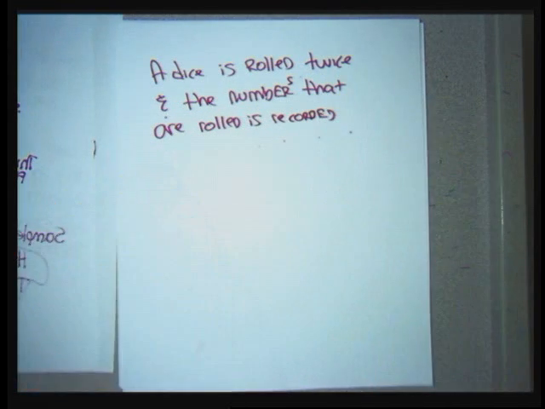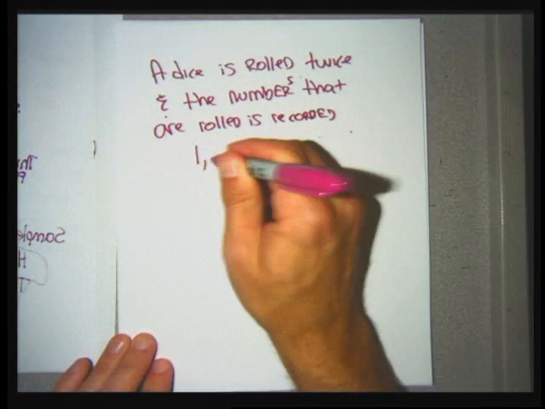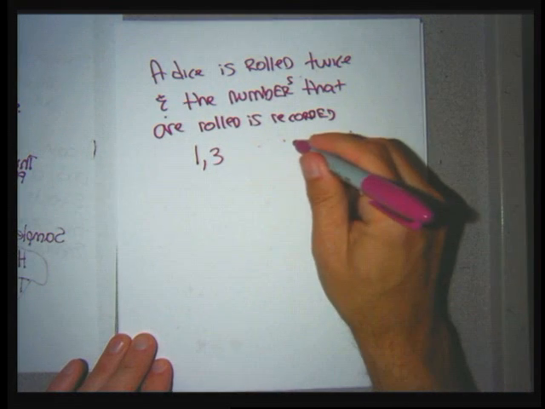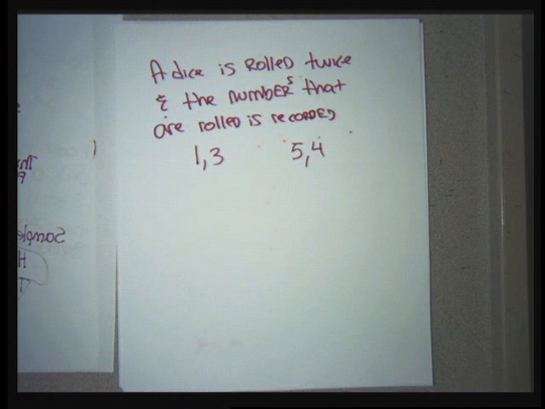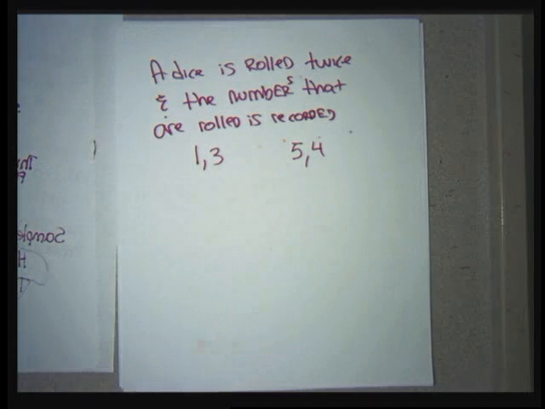So things like this will be part of my sample space. I could roll a 1 on the first roll and a 3 on the second roll. Or I could roll a 5 on the first roll and a 4 on the second roll. So this is what I'm talking about. If a dice is rolled twice and the numbers that come up are recorded, these are the kinds of elements that are going to be in my sample space.